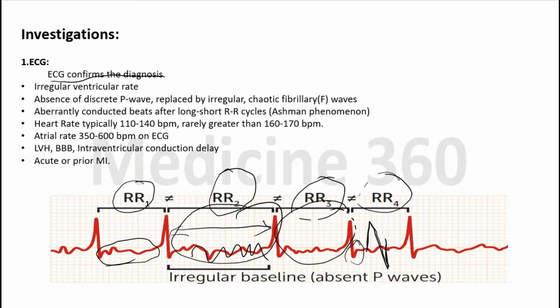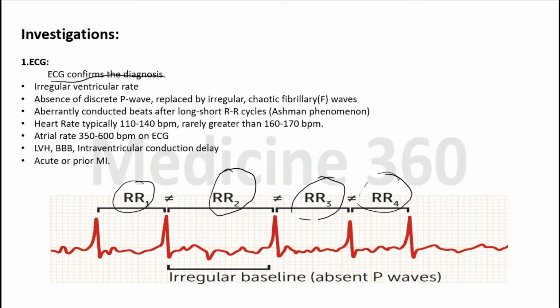Heart rate will typically be different in atrial fibrillation. Heart rate will be 110 to 140 beats per minute in most people, and rarely greater than 160 to 170. In uncontrolled cases it will be 160 to 170, but in most cases it will lie between 110 and 140 beats per minute. Atrial rate will be 350 to 600 beats on ECG, so we can say the atrial rate is very high.